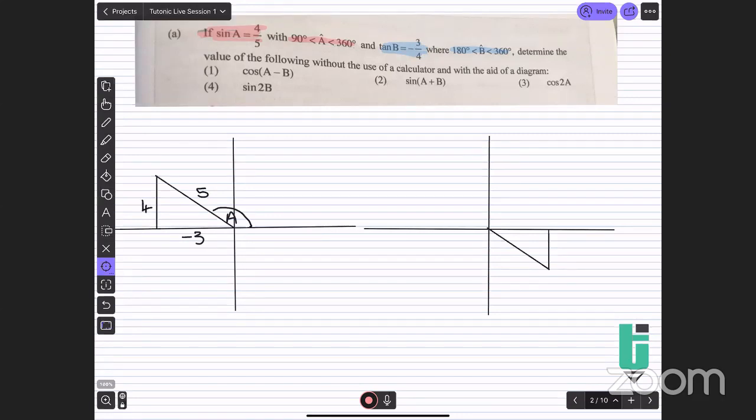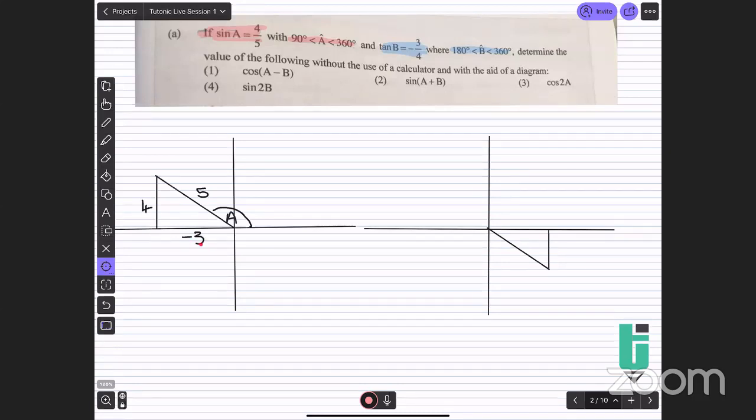Amara? Somebody said no. Who said no? Amara. Okay. So Amara, do you agree it's 5 and 4, right? Do you agree it's 4 and 5? Opposite over hypotenuse. Yes. So this one is going to be using the Pythagoras.